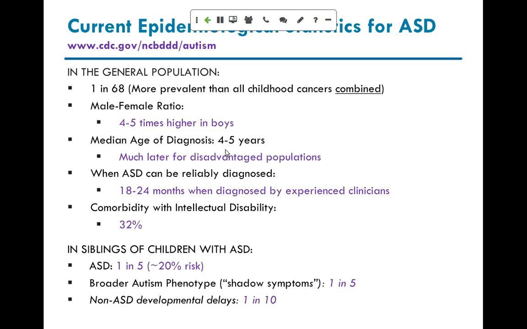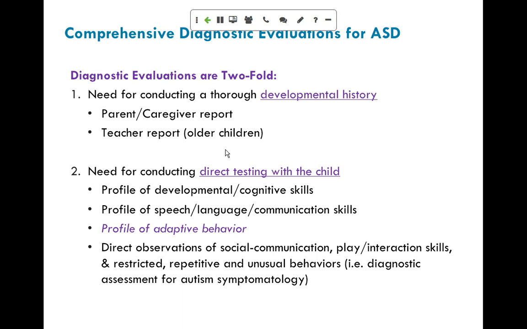Another 1 in 5 biological siblings will have what we call the broader autism phenotype, meaning shadow symptoms or some symptomatology of autism, but not enough to meet the full criteria that we just discussed. And then another 1 in 10 will have non-autism developmental delays, language delays, cognitive delays, or both, which means about 50% of our siblings are vulnerable in their development to some degree. So we want to watch them very, very closely.